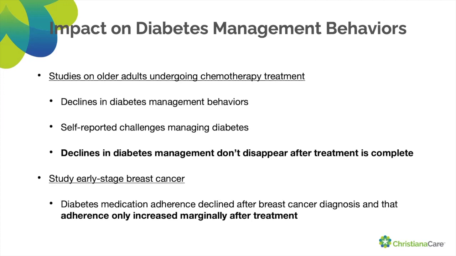Folks tend to report challenges managing their diabetes during treatment, and those declines in diabetes management don't just magically disappear after treatment is complete. This goes back to what I was saying before. We're really looking at folks moving into cancer survivorship. We can't just expect, great, you've made it through your breast cancer treatment, now go back to managing your diabetes as you were before. There's a lot of complicated factors, and from a health psychology perspective, we know if it was easy to change behaviors that quickly, we would all be doing all of the things we're told or recommended to do in terms of our health, diet, and activity levels.